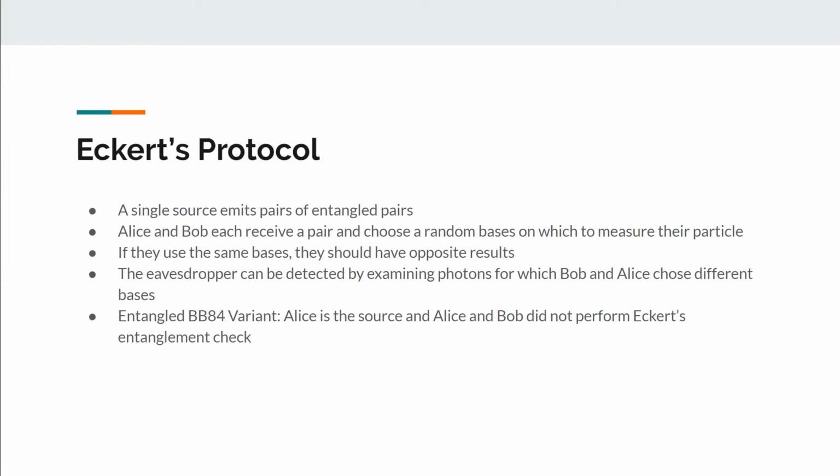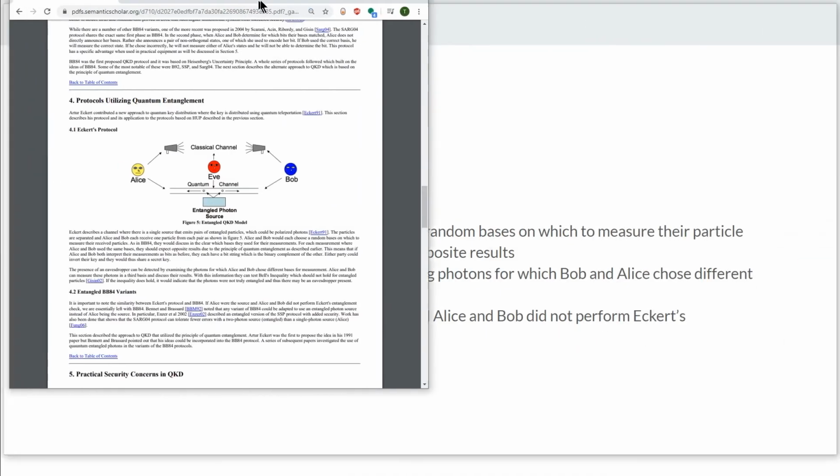The presence of an eavesdropper can be detected by examining the photons for which Alice and Bob choose different bases for measurements. Alice and Bob can measure these photons in a single basis and a third basis, and discuss their results. With this information, they can test Bell's inequality, which should not hold for entangled particles. If the inequality does not hold, it would indicate that photons were not truly entangled, and thus there may be an eavesdropper present. As a quick picture, I'll pull up right here.